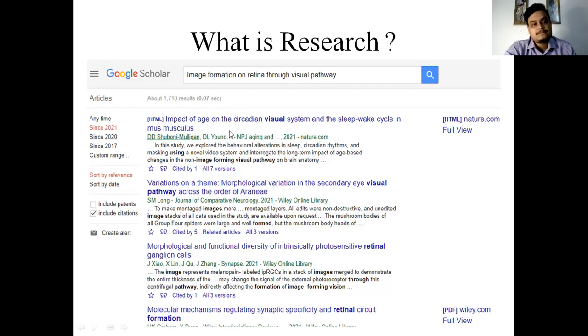This is the first process where you need to proceed: any particular topic you are searching in Google Scholar will have different types of articles related to your topic, which you will use for citation, for literature reviews, for references. So this is the picture of Google Scholar.